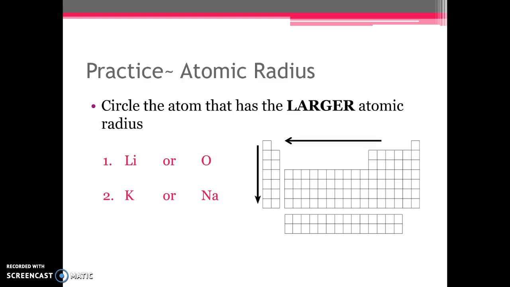Circle the atom that has the larger atomic radius. Well, if we are looking for larger, it's going to be the one that is to the left and down, sorry. Left and down. So when you're looking at a periodic table, lithium is more to the left and potassium is more towards the bottom.